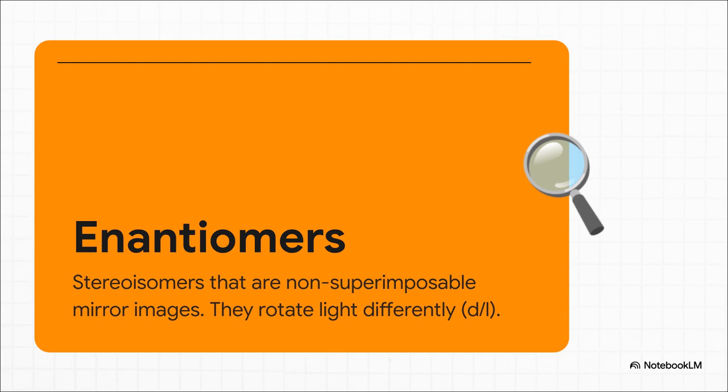They have all the same physical properties except for one very cool difference. When you pass plane polarized light through a solution of them, one enantiomer will rotate the light to the right, or clockwise. We call that dextro, or D, and the other will rotate it to the left, or counterclockwise, which we call levo, or L.